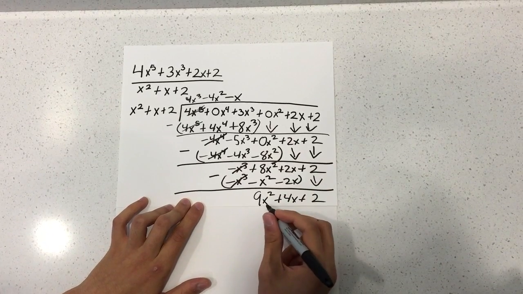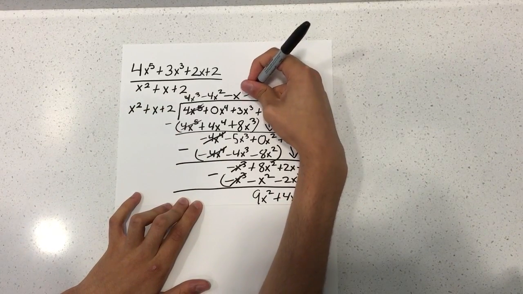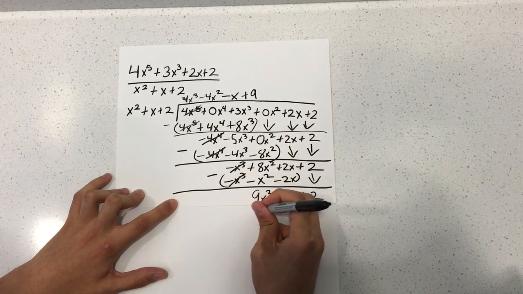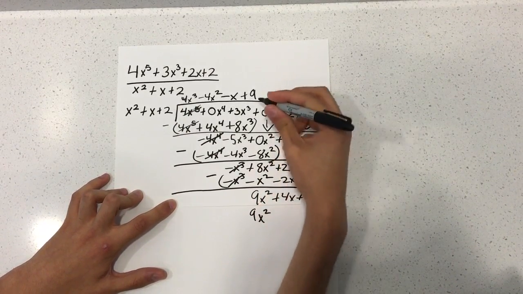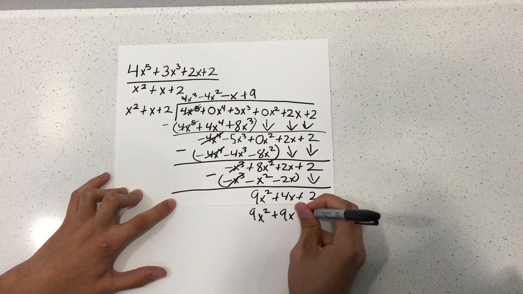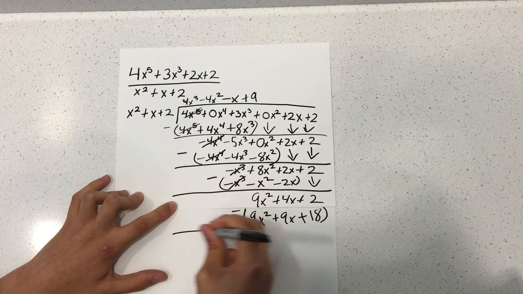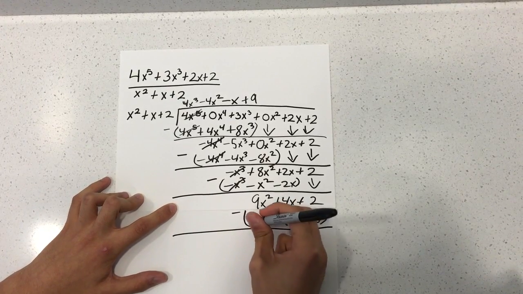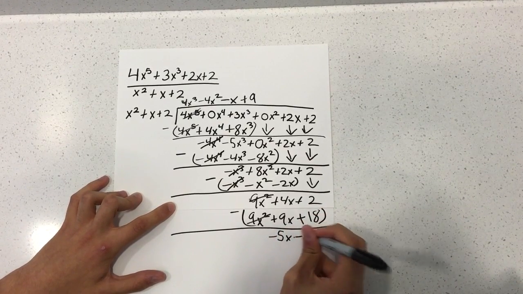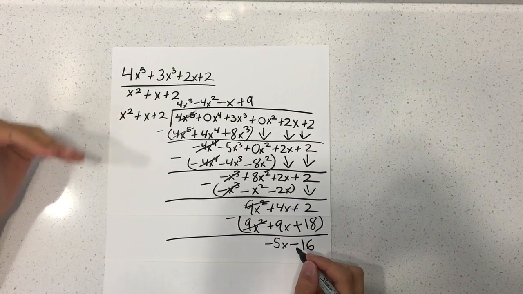We look at this term, 9x^2, and we determine what we can multiply the denominator by, which is positive 9. Positive 9 times x^2 gives us 9x^2. 9 times x gives us 9x. And 9 times 2 gives us 18. We'll subtract the three terms. These two cancel out, and we get negative 5x minus 16. We stop here because x^2 is the highest degree and we can't go any further.